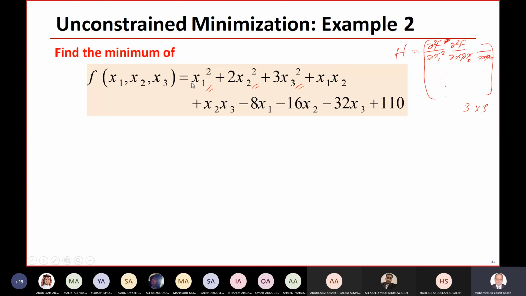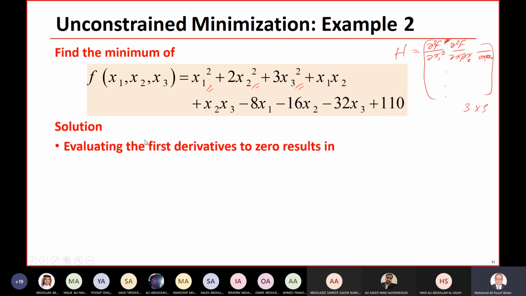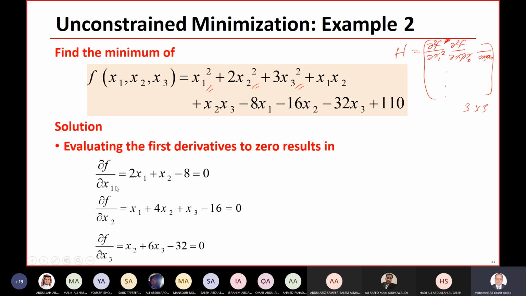This equals 2x1. This will diminish, and you have here x2. If you take the derivative with respect to x1, this will diminish also. This becomes minus 8, and this is partial f by partial x1, equal to 0. Partial f over partial x2, you can get the derivative, very simple, equal to 0. Partial f over partial x3, also equal to 0.